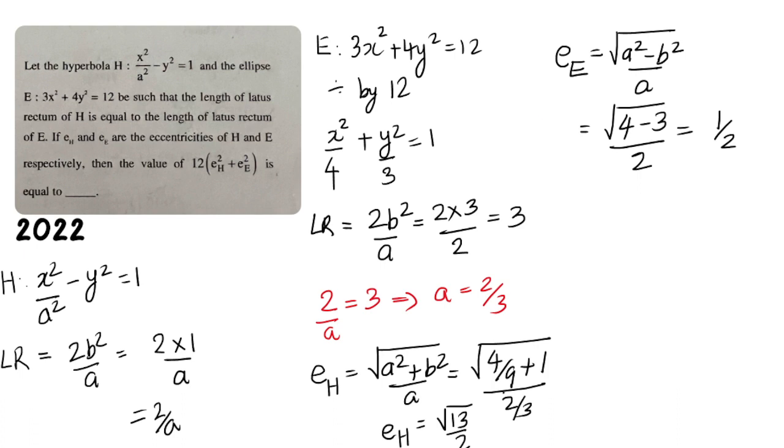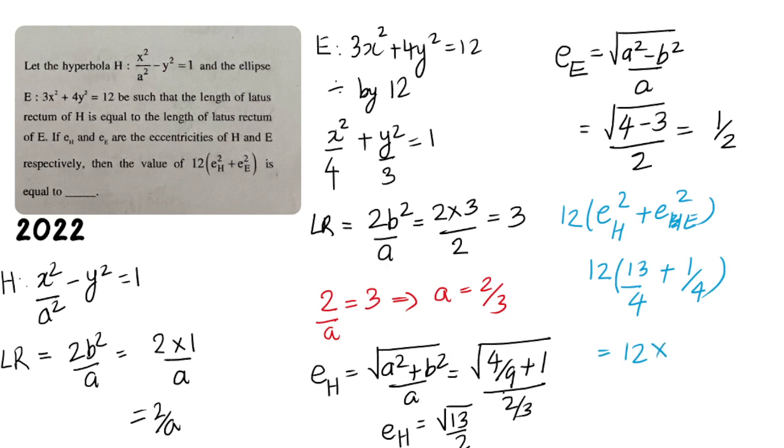Now finding out 12 into eccentricity of hyperbola square plus eccentricity of ellipse square. That is 12 into eccentricity of hyperbola square is 13 by 4 plus eccentricity of ellipse square is 1 by 4. On solving you will get the answer as 12 into 14 divided by 4. The answer will be 3 into 14, that is 42. This is the answer for this question.